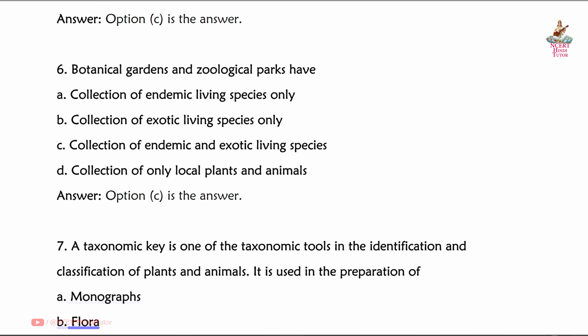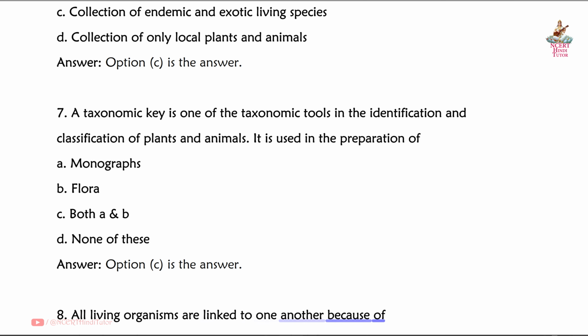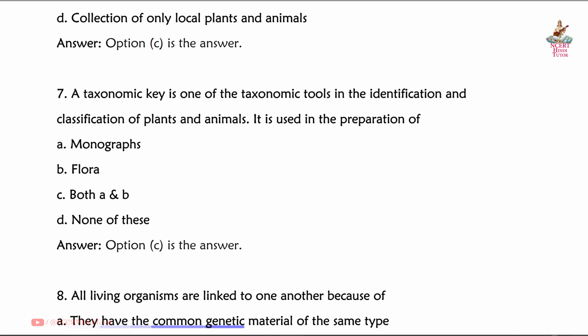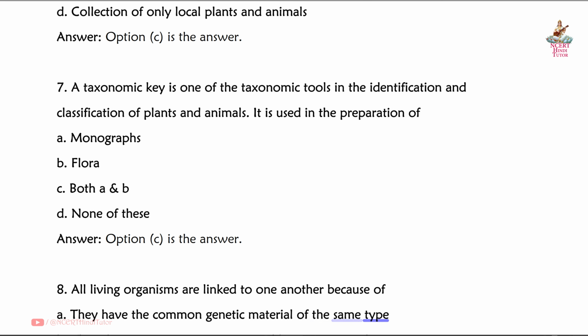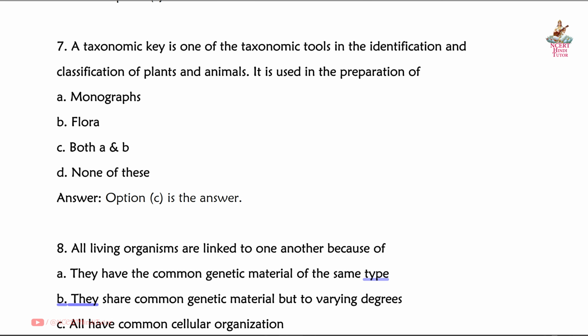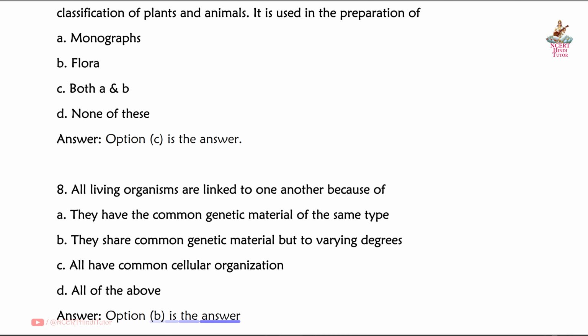8. All living organisms are linked to one another because: A. They have the common genetic material of the same type. B. They share common genetic material but to varying degrees. C. All have common cellular organization. D. All of the above. Answer, option B, is the answer.